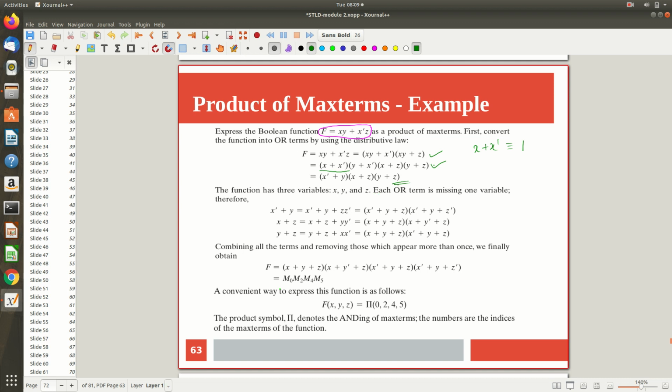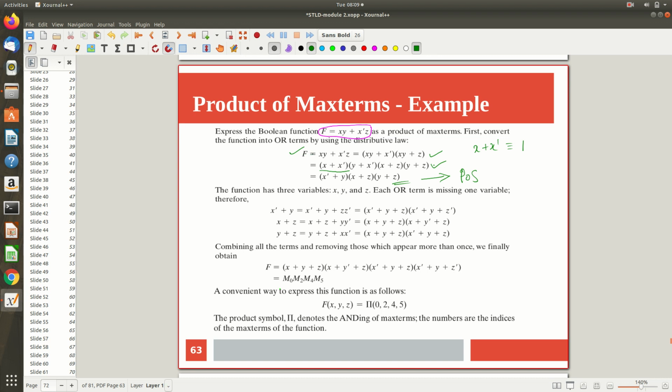Yes, that's all about it. So this is the equivalent, not sum of product, sorry, the product of sum expression for the given function. Actually it was in sum of product form. Now we have converted it into a product of sum expression.